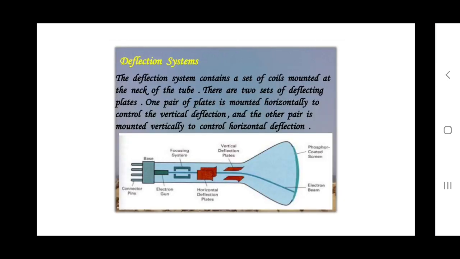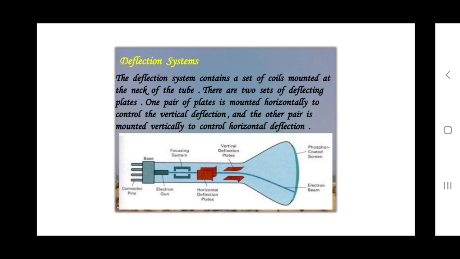And now coming to the deflection system. The deflection system contains a set of coils mounted at the neck of the tube. There are two sets of deflection plates. One pair of plates is mounted horizontally to control the vertical deflection, and the other is mounted vertically to control the horizontal deflection.